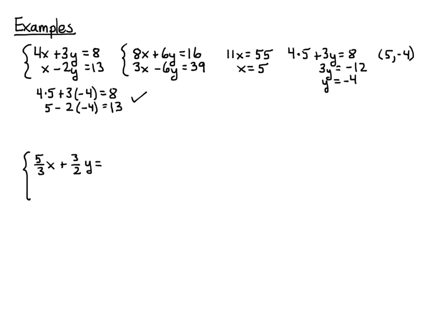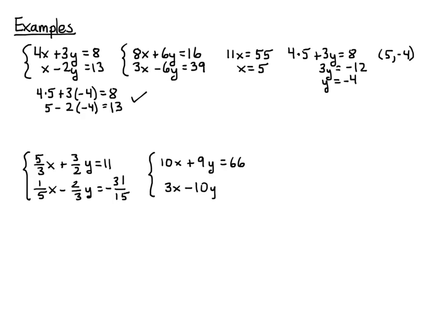Okay, so let's look at a different one. Let's increase the difficulty a little bit. All right, so here I have 5/3 x plus 3/2 y equals 11, and 1/5 x minus 2/3 y equals -31/15. Okay, now there's nothing that says that you have to jump into elimination right away. Just like when we were handling these for any other purpose, you can eliminate the fractions first and then start with your elimination.